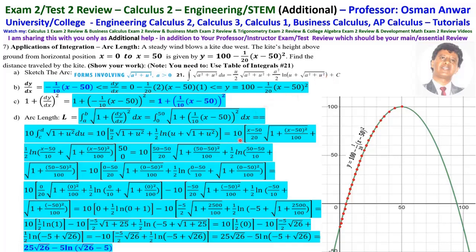So that is equal to 10, but u is (x - 50)/10, so this is (x - 50)/10 times 2, which is (x - 50)/20, square root of 1 + u squared, which is (x - 50)^2/10^2, which is 100, plus 1/2 ln((x - 50)/10 + square root of 1 + (x - 50)^2/100).